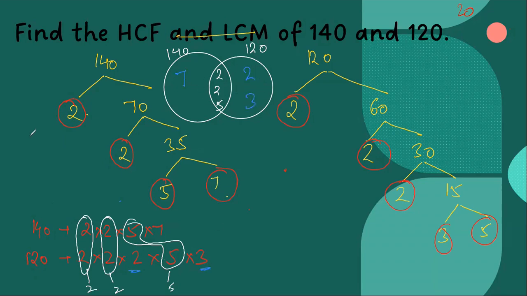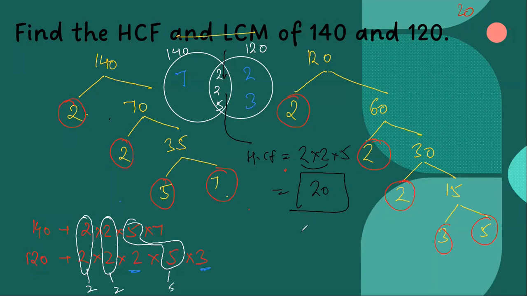Now, the intersection part is the HCF. So what is the HCF? Whatever numbers you have in the middle part, please multiply them. 2 times 2 is 4, 4 times 5 is 20. So this is the HCF of 140 and 120: 20. Please remember, the multiplication of all the numbers in the middle part is the HCF.